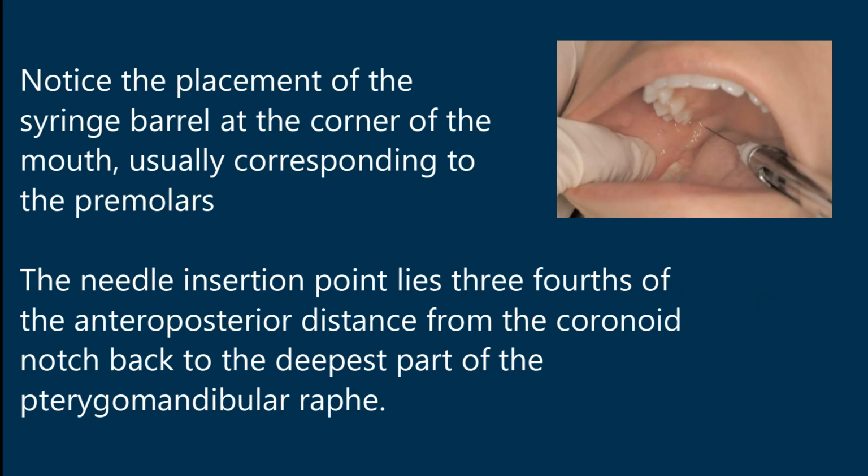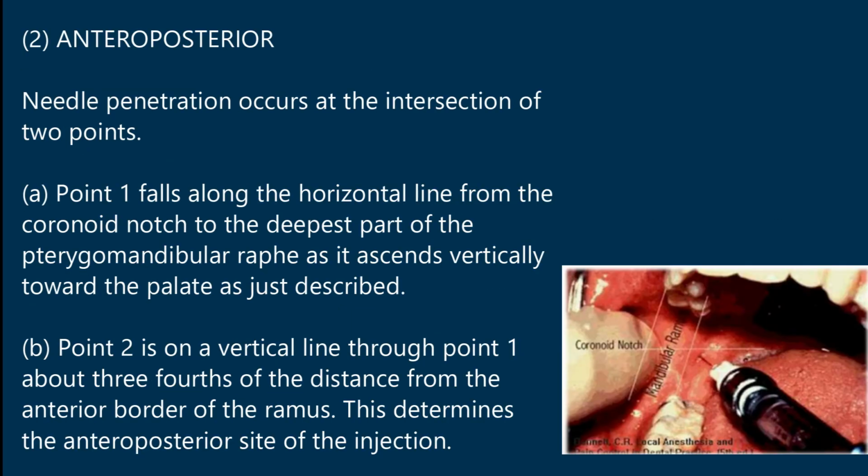Notice the placement of the syringe barrel at the corner of the mouth, usually corresponding to the premolars. The needle insertion point lies 3/4 of the anteroposterior distance from the coronoid notch back to the deepest part of the pterygomandibular raphe. 2. Anteroposterior needle penetration occurs at the intersection of 2 points. A. Point 1 falls along the horizontal line from the coronoid notch to the deepest part of the pterygomandibular raphe, as it ascends vertically toward the palate as just described.